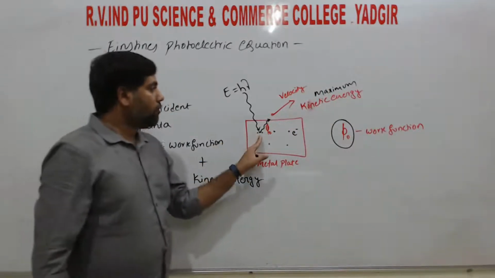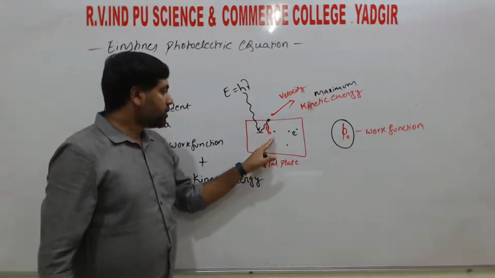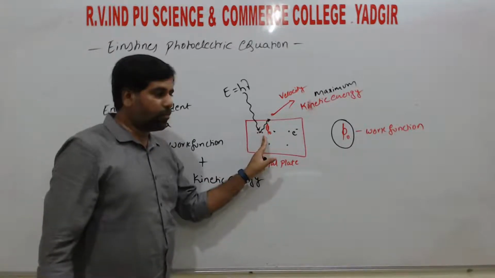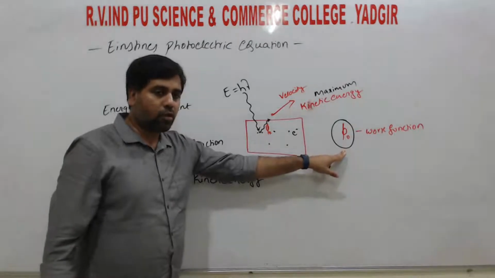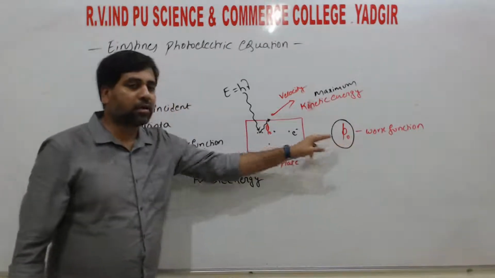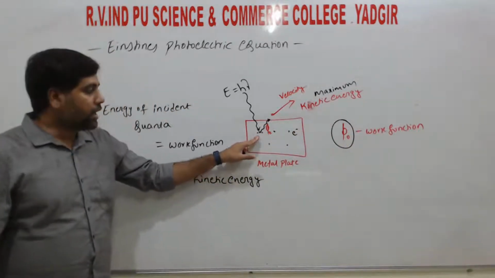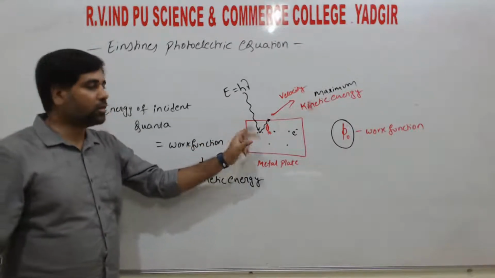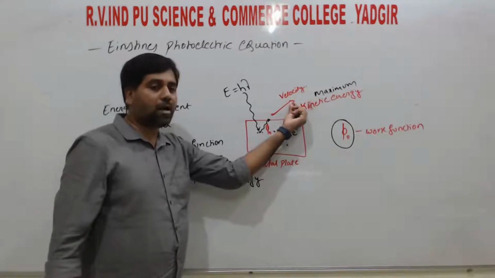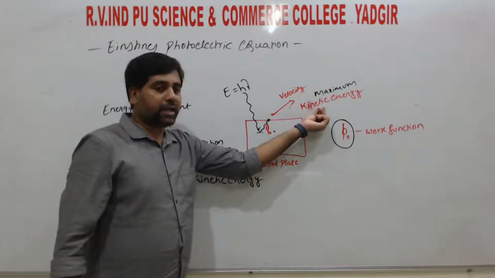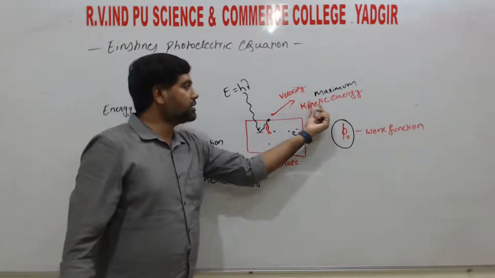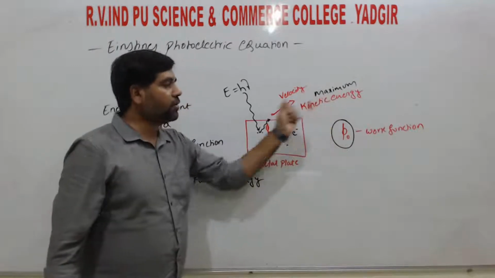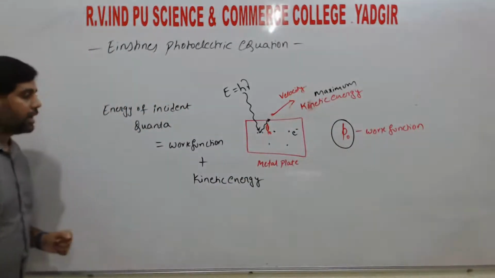So this is one point: if the electrons are closely bonded, the work function is more. The work function is nothing but the energy required to escape from this metal surface. So if more energy is absorbed, then only a smaller amount of energy remains for the kinetic energy, so we get less kinetic energy compared to the maximum kinetic energy, right?